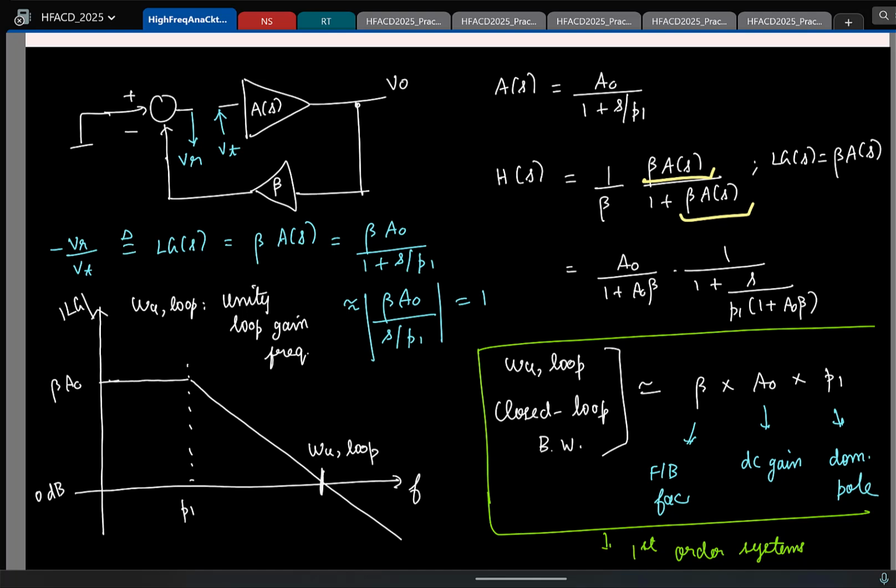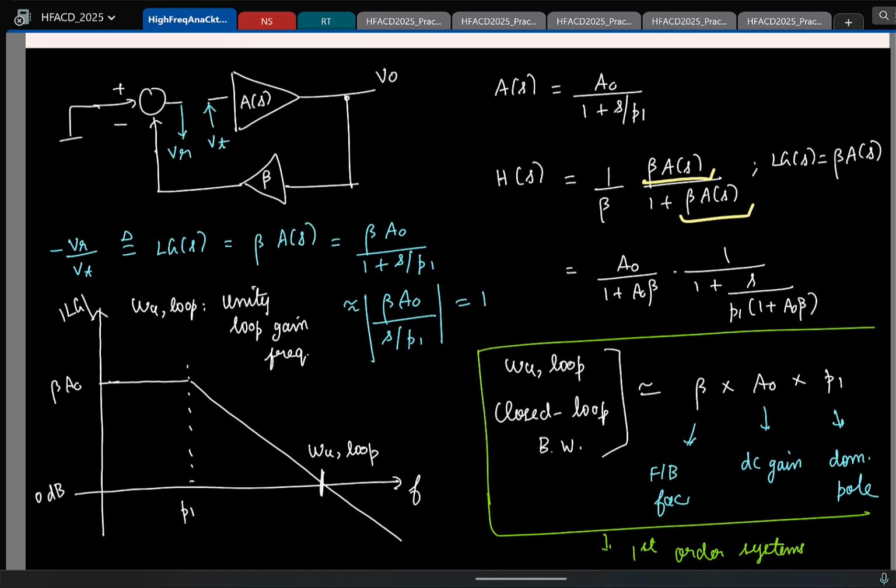Now one more jargon I want to introduce is the following. Here I have found the frequency at which the loop gain, which is beta times A of s, becomes unity, and that is beta A0 p1. Now if I try to find the frequency at which only A of s becomes unity, what do you think that frequency might be? A0 times p1. That is what we call the unity gain frequency of the amplifier, that is A0 times p1. This is the unity gain frequency of the amplifier or the forward gain you have.